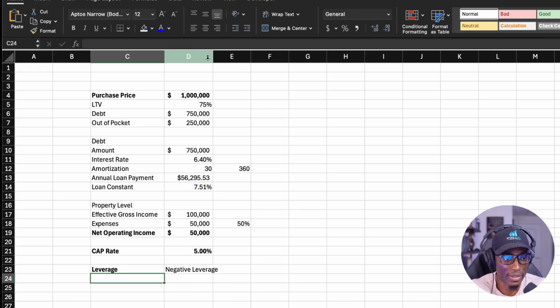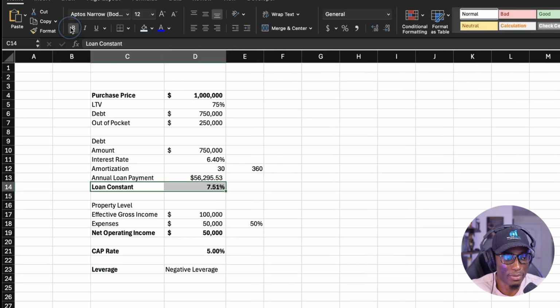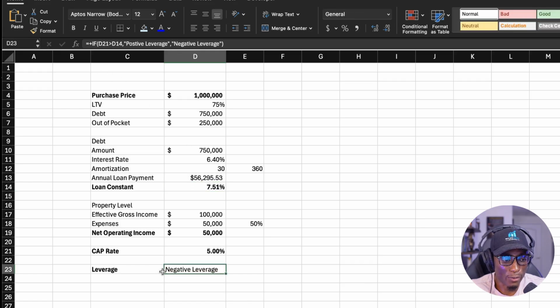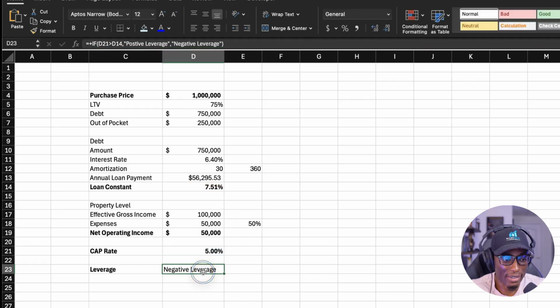This is a very simplified example. A lot of times in the multifamily space, investors would just use the interest rate. They will compare the interest rate to the cap rate to determine what the leverage is. But the true definition of leverage is comparing the cap rate to the loan constant. And the loan constant is the annual debt service divided by the total loan amount. In this example, we're saying that if the cap rate is greater than the loan constant, it's positive leverage. If it's not, then we're going to call it negative leverage.